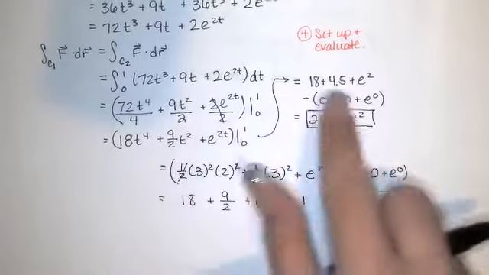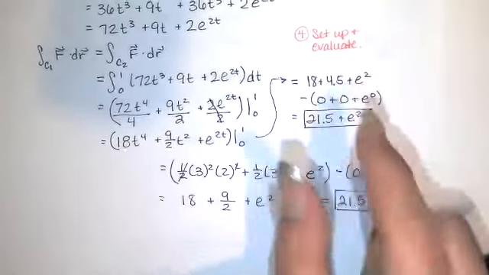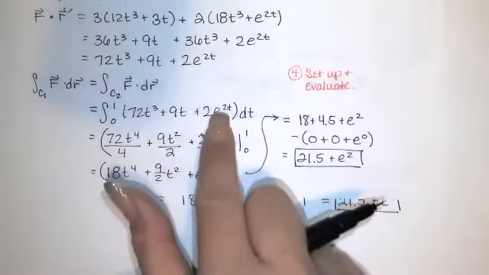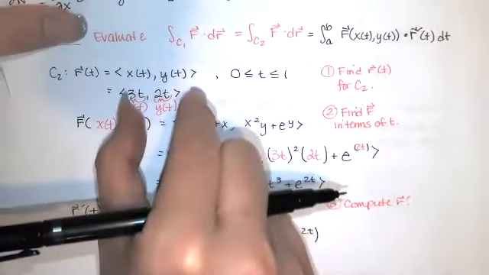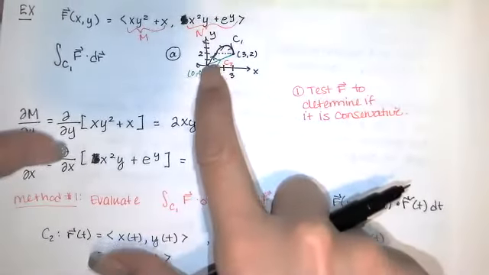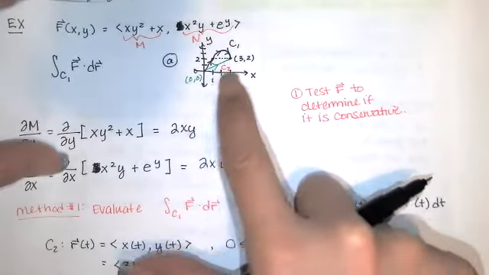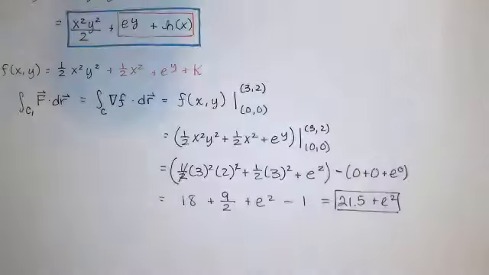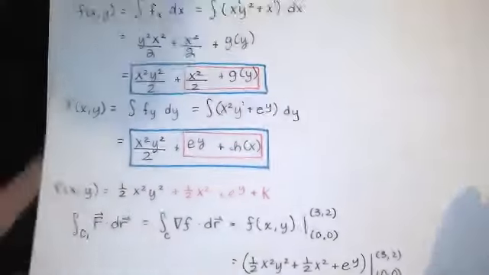18 plus 9 over 2 plus e squared minus this. That was exactly what we got when we used the fundamental theorem of calculus on this, and this came from this parametric representation of C2, so the line integral over C2. Since the field is conservative, instead of going along this path, we went along this path, we got the right answer.